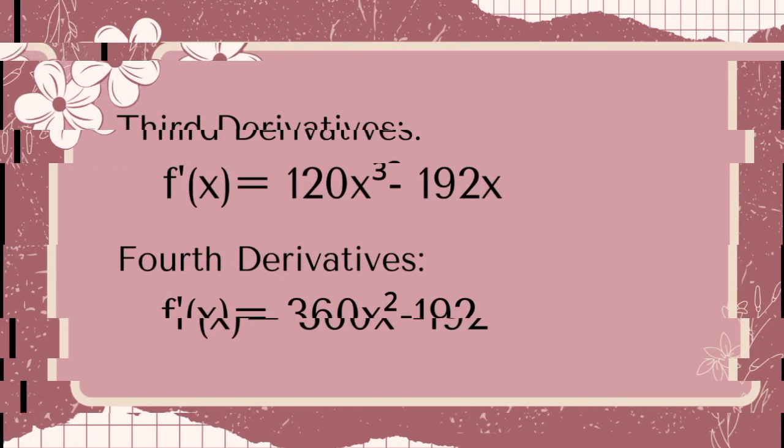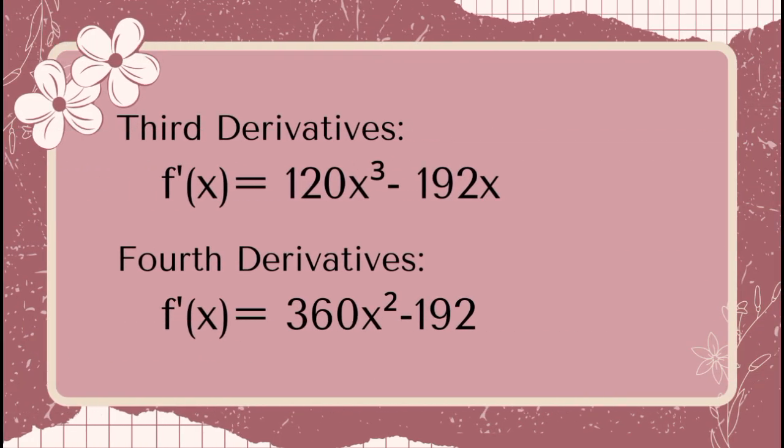So the third derivative is 120x cubed minus 192x. We get the 120x cubed because we multiply 30 times 4, then we subtract 4 minus 1, so we get 120x cubed. And then we get 192x because of 96x squared. We multiply 96 by 2, and then we subtract 2 minus 1. So we get the third derivative of 120x cubed minus 192x.